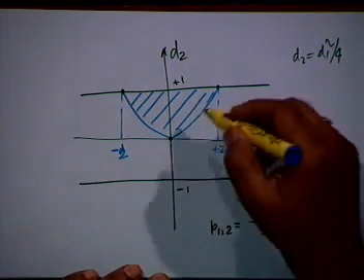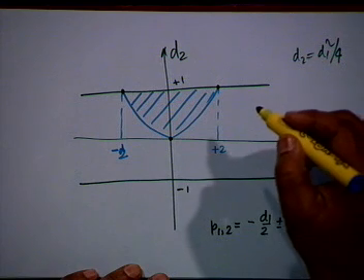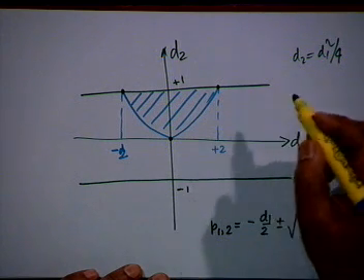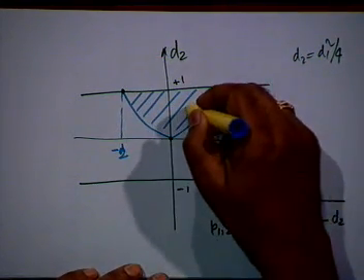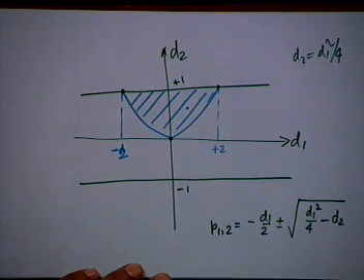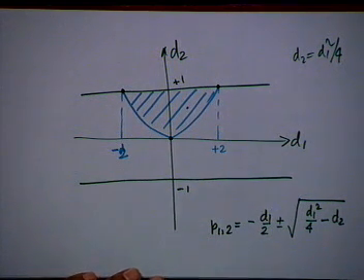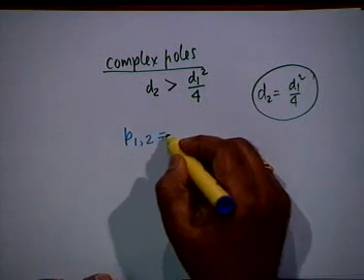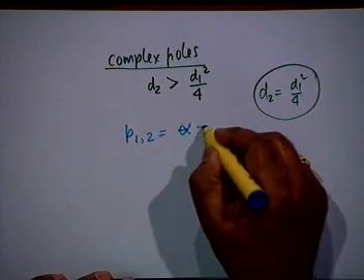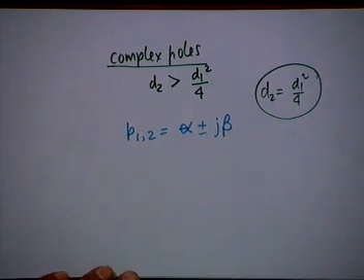Agreed? The hatched region represents complex poles. That is, if d1, d2 in the parameter plane, the point d1, d2 is here, then you know it is a complex pair of poles. Not only that, if the poles are complex, that is P12 shall be equal to alpha plus minus j beta.